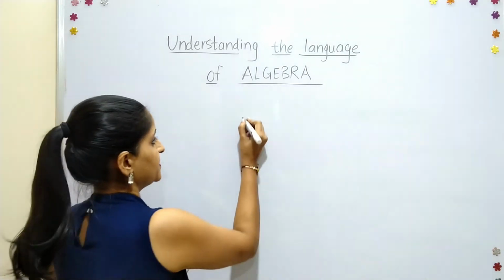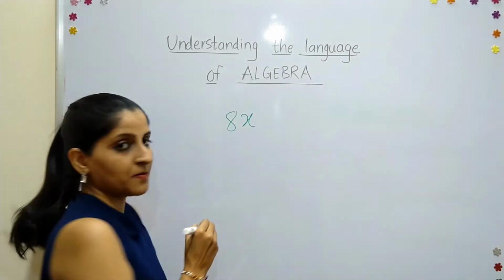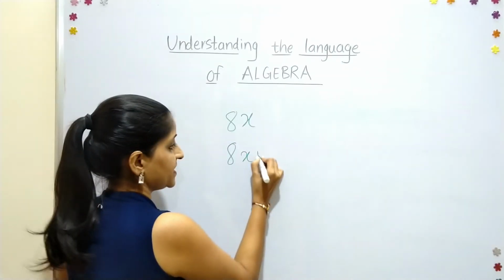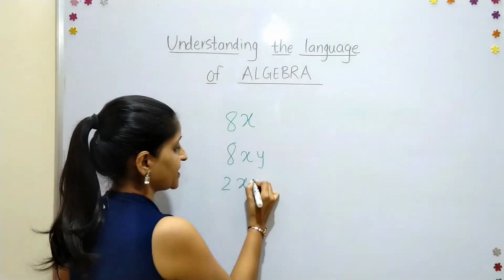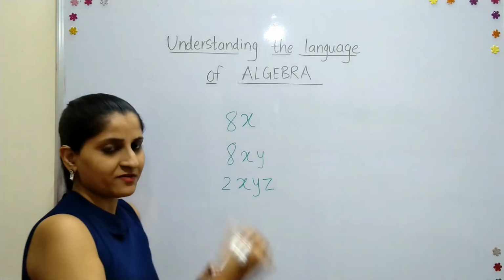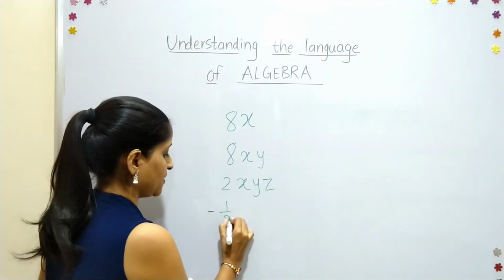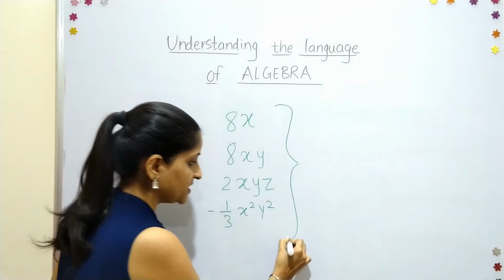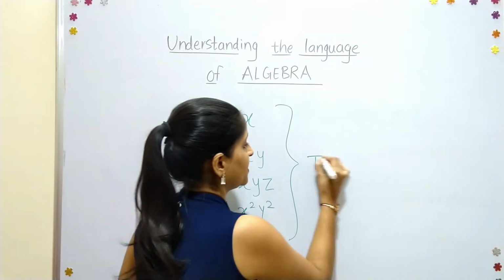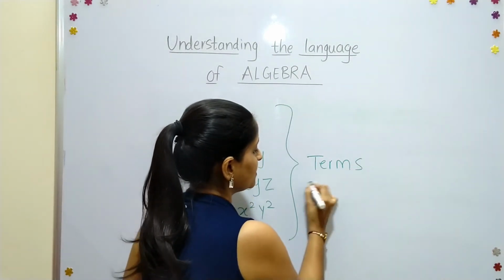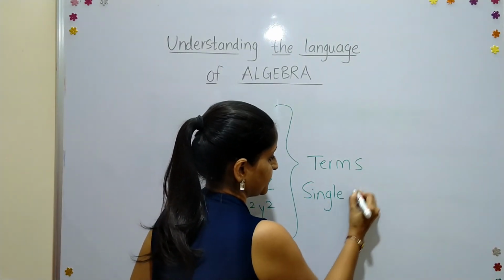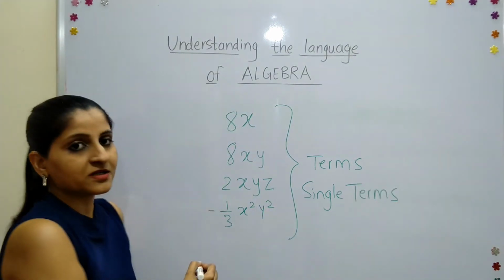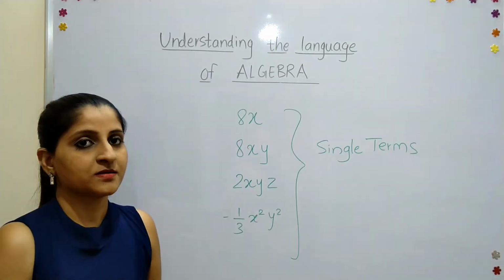If a variable x is with a number, so for example if it is 8x, or if it is 8xy, or if it is 2xyz, or even if I put a fraction, so negative 1 upon 3 x square y square, all of these are examples of terms, single terms in algebra. So these all are considered as one term only.